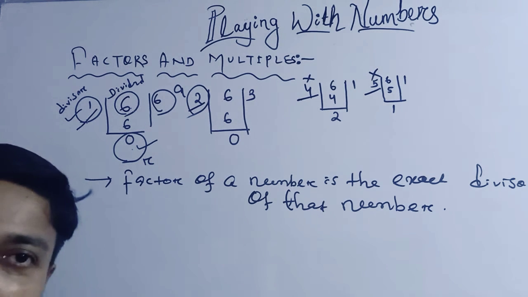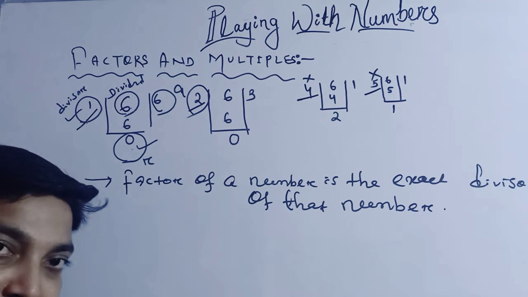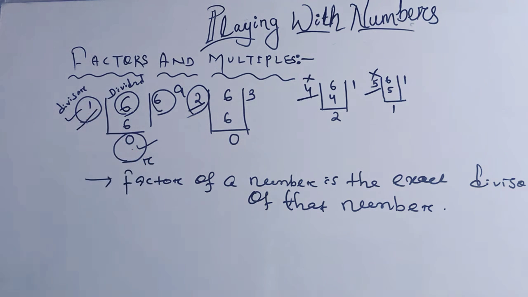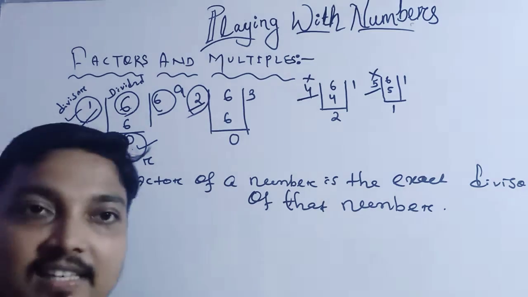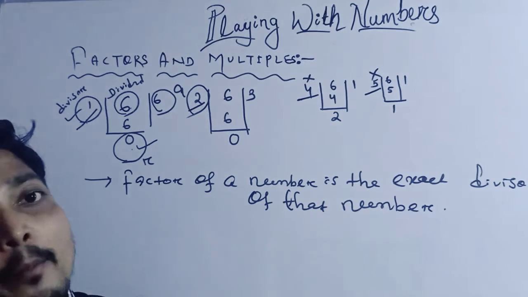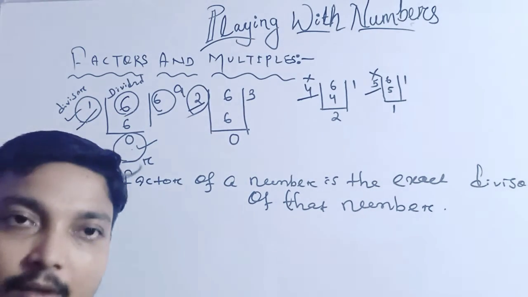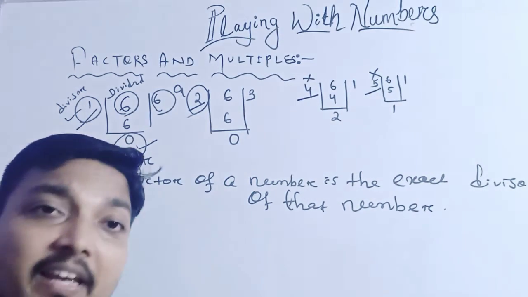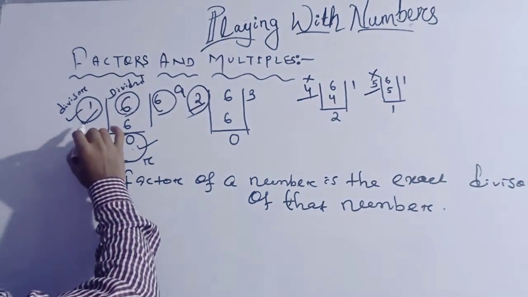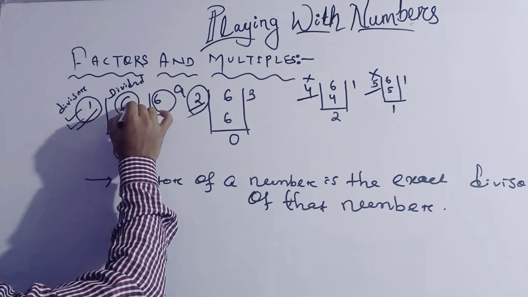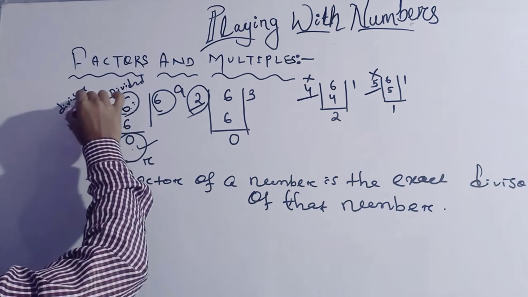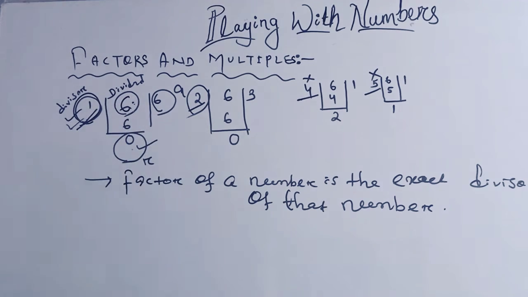Divisor you understood, then exact divisor you understood: whenever the remainder is equal to 0, that divisor we can call the exact divisor. Now I am saying that the exact divisor is the factor. It means a factor of a number is the exact divisor of that number. So this one is the exact divisor of this one, so it is a factor of 6.